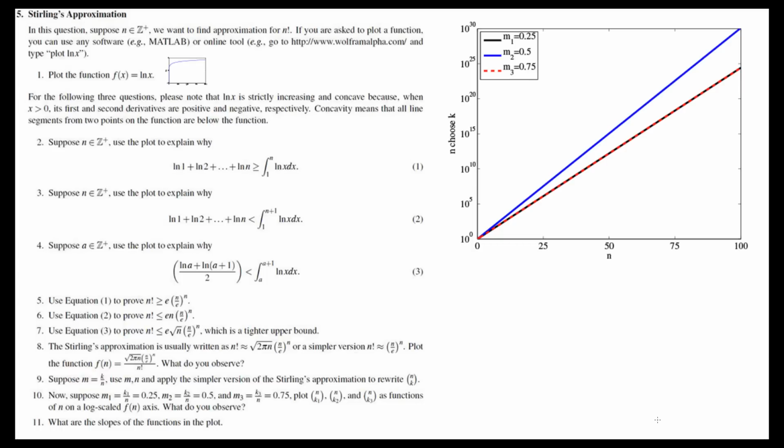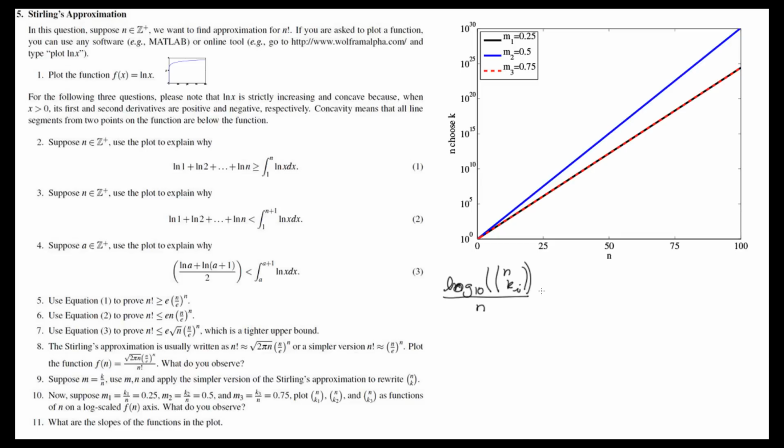For part 10, we're asked to plot n choose k1, etc., as functions of n on a log-scaled y-axis for various values of m. So we have m1 is k1 over n, which should be equal to 0.25, etc. What we see here is that these functions are linear when plotted on a logarithmic y-axis, and that the functions for m1 and m3 overlap with each other. Finally, we want to know the slopes of the functions in this plot. So the slope will be, for example, if you do a log 10 scaling of the axis, log 10 of n choose ki, and this will hold for any of the i's, over n.